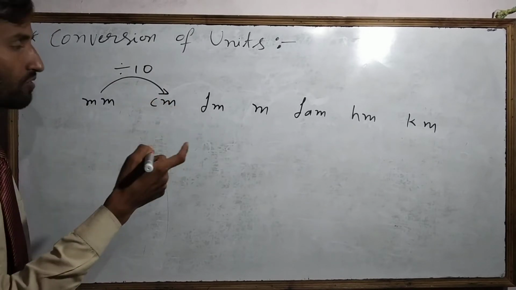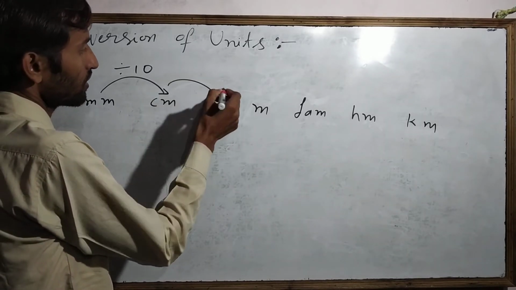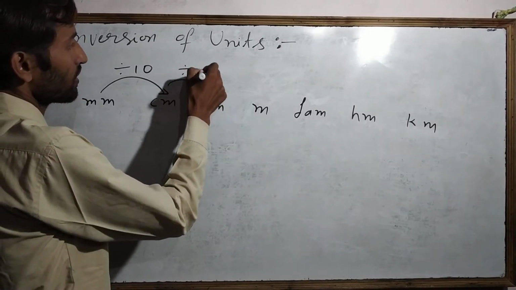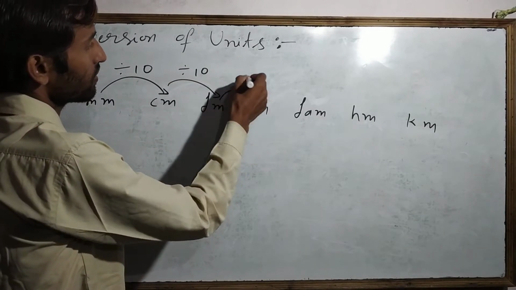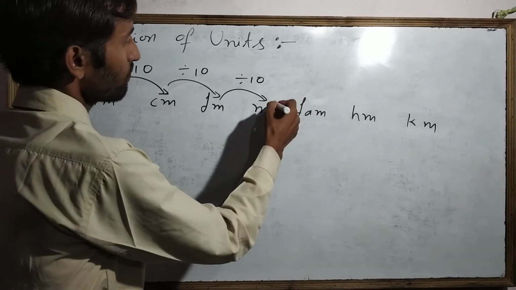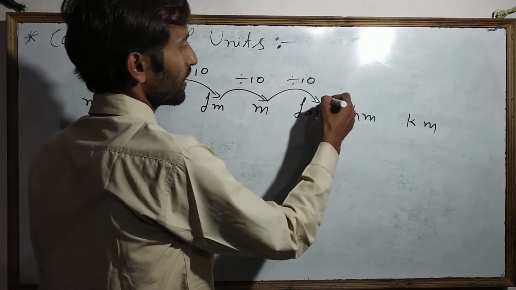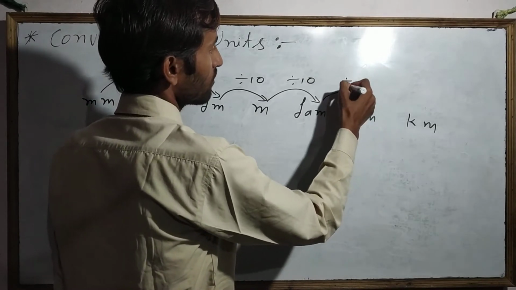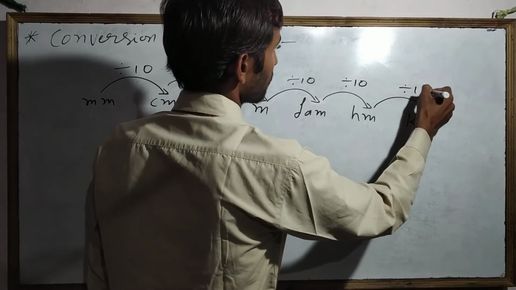For one step, we go one step. From centimeter to decimeter, we again divide by 10. Decimeter to meter, again divide by 10. Meter to decameter, again divide by 10. Decameter to hectometer, again divide by 10. And then hectometer to kilometer, divide by 10.